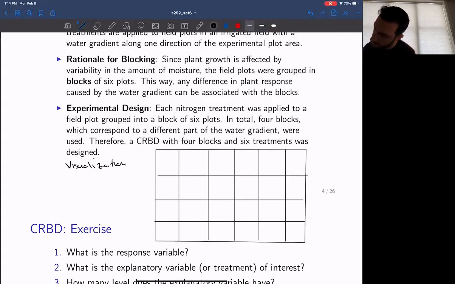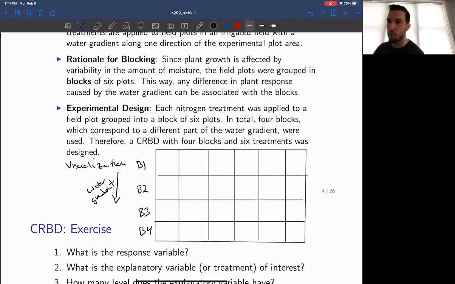So running down this side is going to be the water gradient. So we create 4 different rows to account for the gradient. We'll call those block levels 1 through 4. We know that block 4 is going to get more water than block 1. Then we just apply the treatments in each of the categories above. So you might have T1 here, T2, T3, T4, T5, T6.